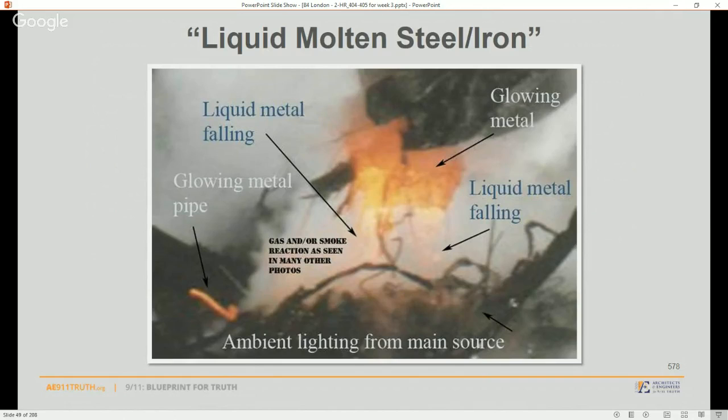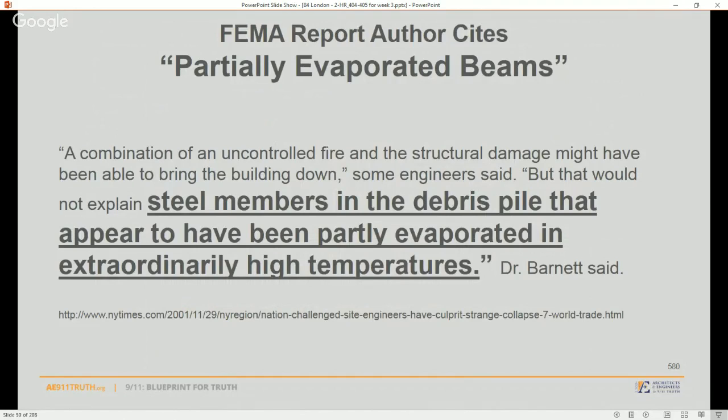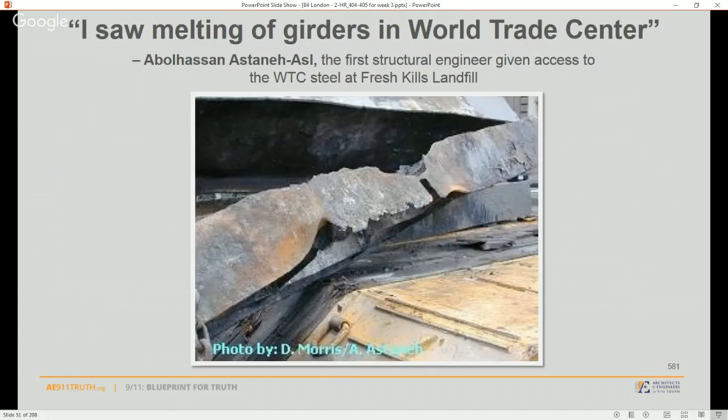We'll hear an explanation or an attempt to debunk this from NIST themselves. But the author of the FEMA report, Jonathan Barnett, fire protection engineer, says there were partially evaporated beams, steel members in the debris pile that appear to have been partly evaporated in extraordinarily high temperatures. What's the explanation? There is none, but they've never seen it. These first responders have never seen molten metal flowing, never seen beams like this.